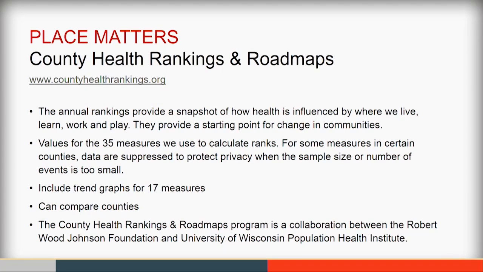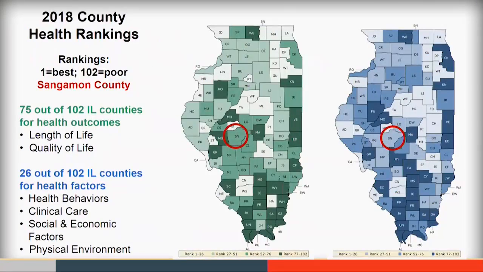They also include trend graphs. So for 17 of the measures, there's a little button you can click and you can see, are we getting worse or better? So that could be an interesting thing on your data. You can compare your county to other counties, so if you want to know how you're doing in comparison to somebody else. And this is a collaboration between the Robert Wood Johnson Foundation and the University of Wisconsin Population Health Institute. So this is an example of what you can get. This is updated every year in March. So this is all of the counties in Illinois. And if you're ranked number 1, you're the best. Number 102 is the worst. So I've got Sangamon County circled there, and they measure on 2 areas.